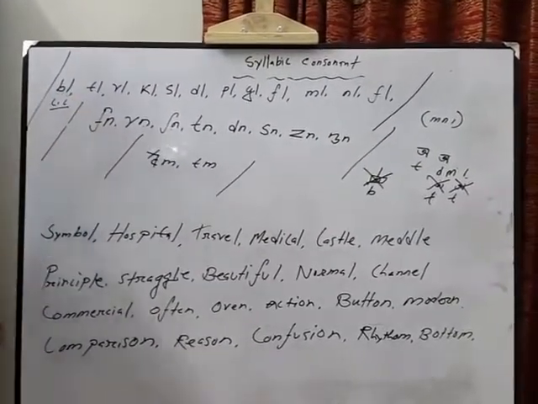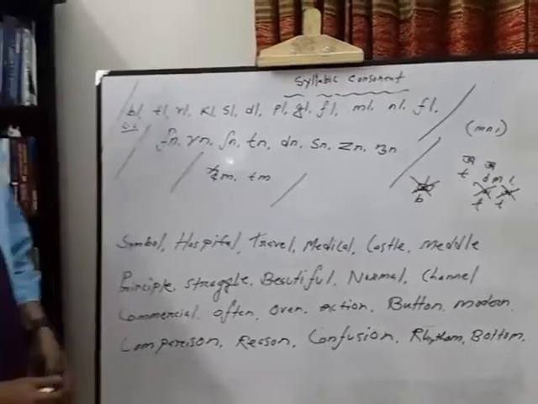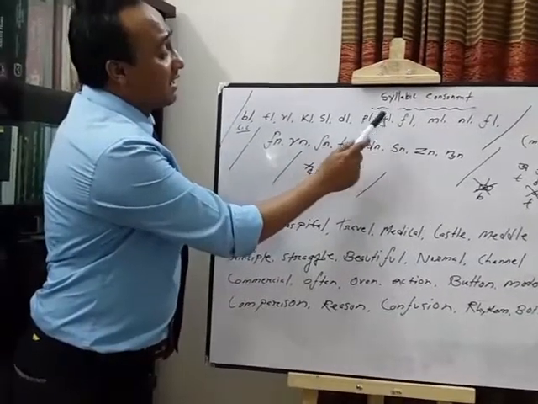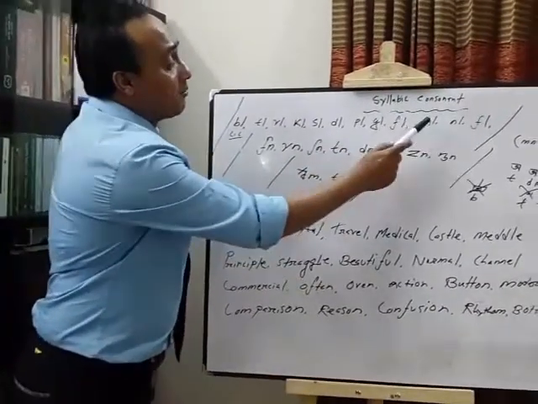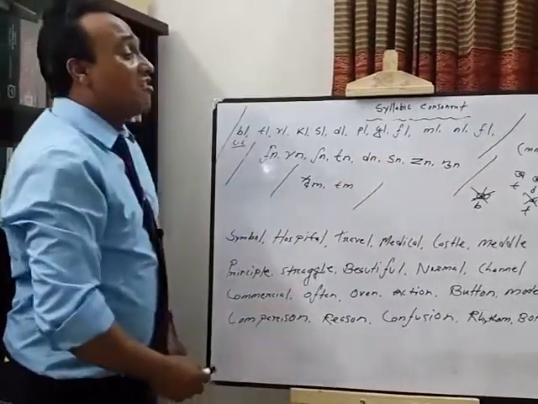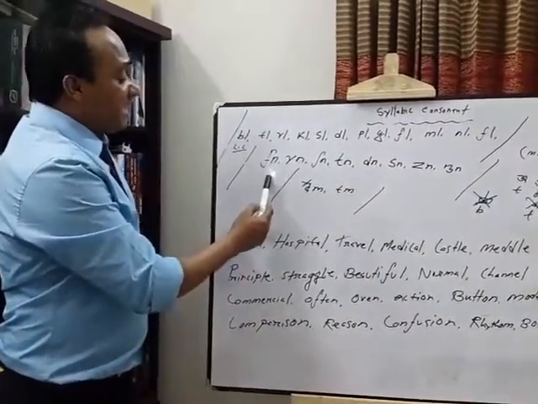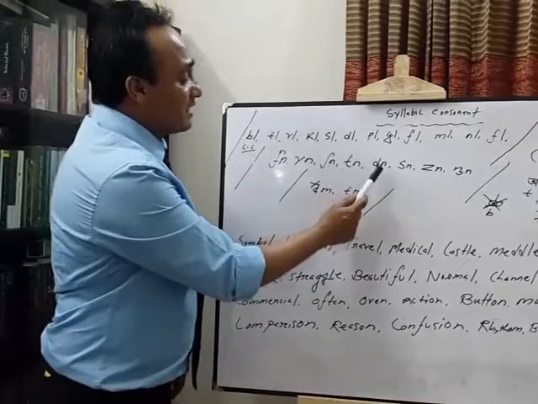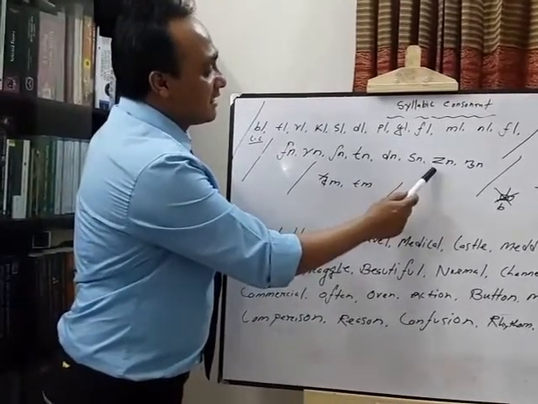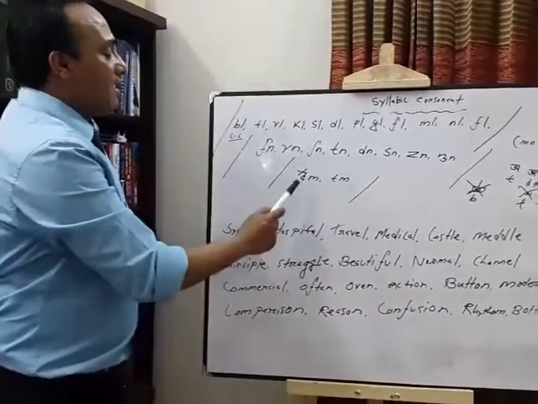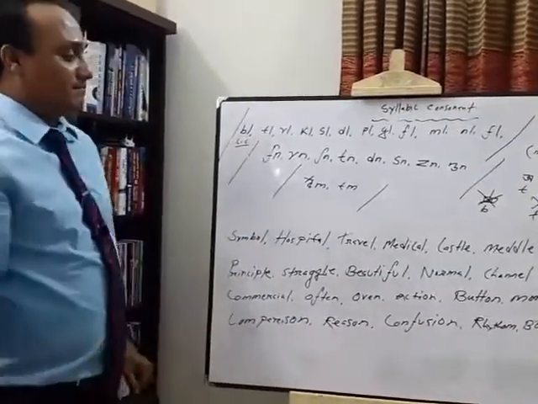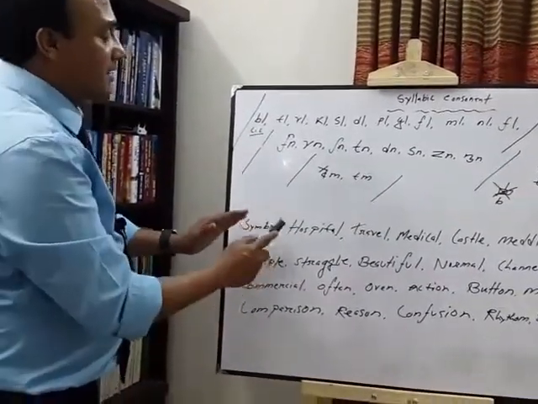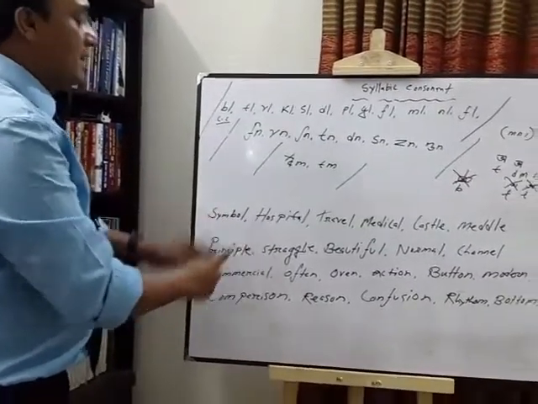Bo, to, vo, kul, sul, dull, pull, gull, full, mull, null, full, fun, then, shun, tun, dun, sun, zun, jin, them, tum. So dear learners, we'll go through some examples of syllabic consonants.